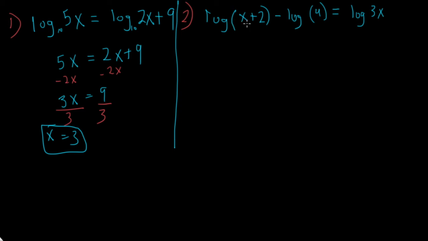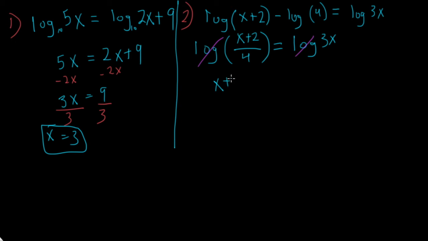Okay, so we have the same base, 10, so that means we can use the quotient rule here. So we have log of x plus 2 over 4 is equal to log 3x. All I did was bring these together using the quotient rule. Now we have the same base and they're set equal, so we can get rid of these logs, and this is going to become x plus 2 over 4 is equal to 3x.